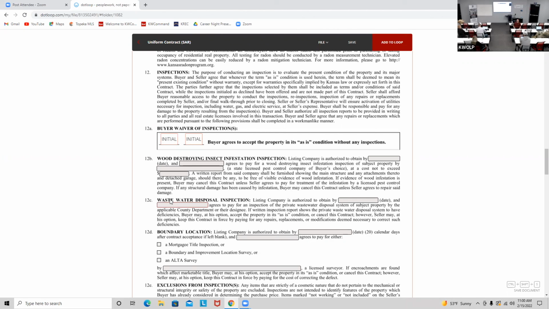Very cut and dry. You order it, somebody pays for it. If they're there, the seller pays to remediate. Period. End of story. No discussion.